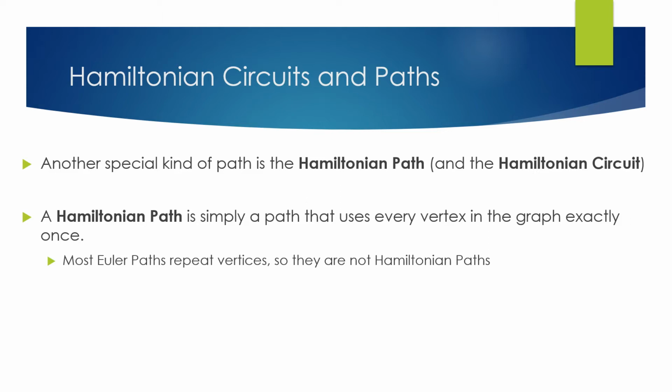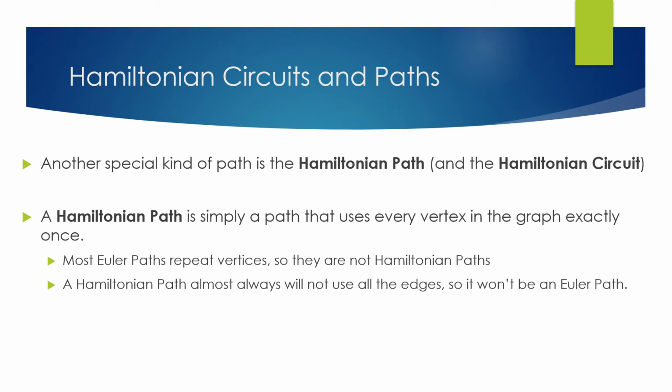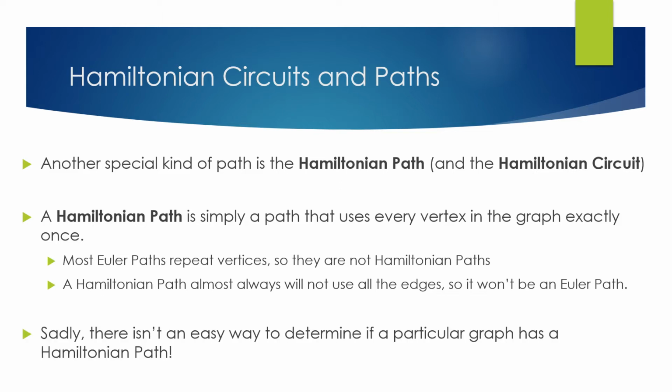Most Euler paths repeat vertices, so they definitely don't count as Hamiltonian paths. And a Hamiltonian path almost always doesn't use all the edges. There are exceptions, but they're pretty rare. So the point is that they're not going to be Euler paths. These are distinct things. There's not actually an easy way to determine if a graph has a Hamiltonian path. It's actually one of those problems in mathematics that people spend a lot of time working on, and we don't have a really nice answer for how to figure that out.